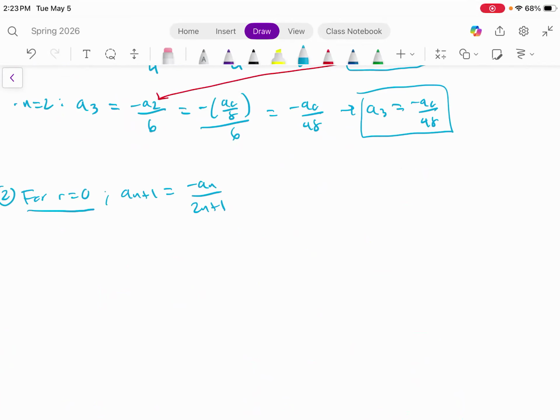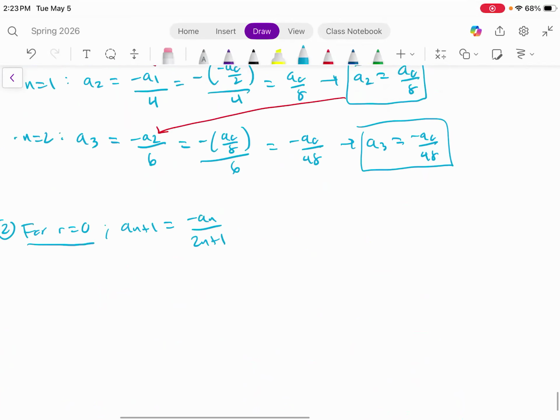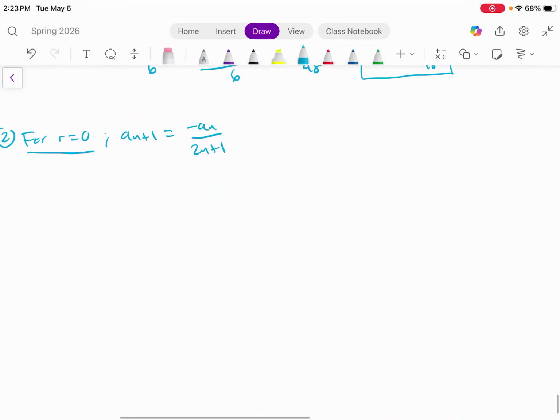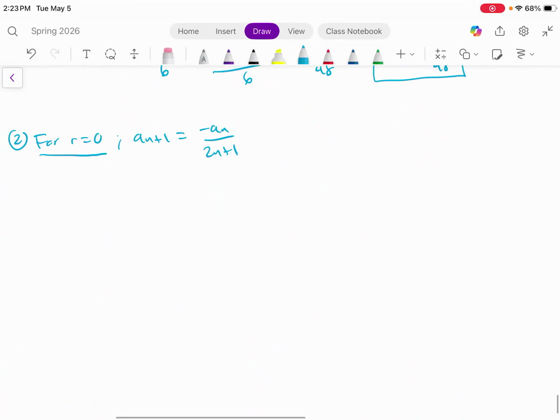Okay, great. So let's find some terms. Let's also go up to a3. So we'll stop there. For n equals 0, if I plug n equals 0 into my recurrence relation, I get a1 equals negative a naught over 1, which means a1 just equals negative a naught. Okay, easier to work with.